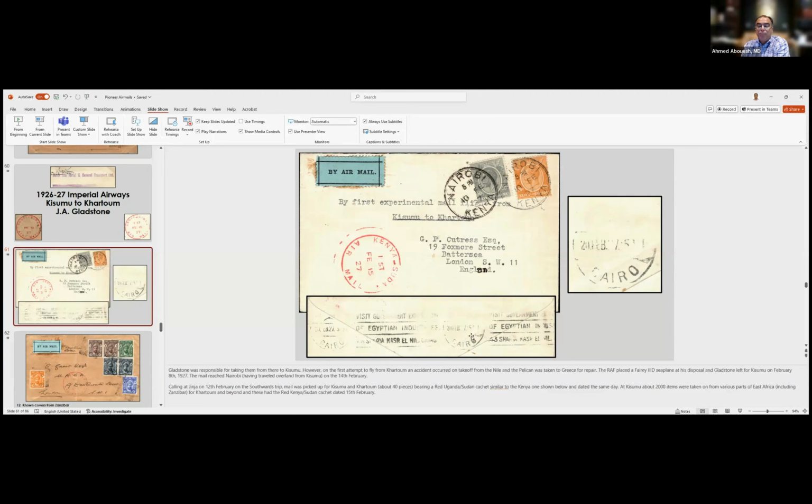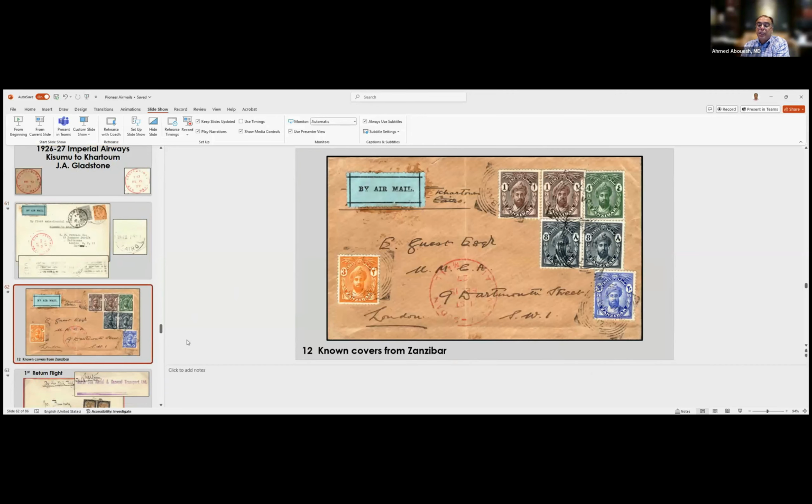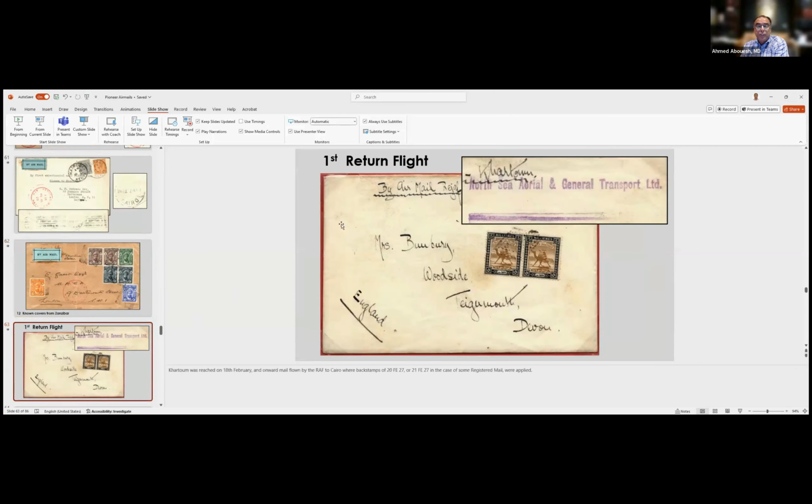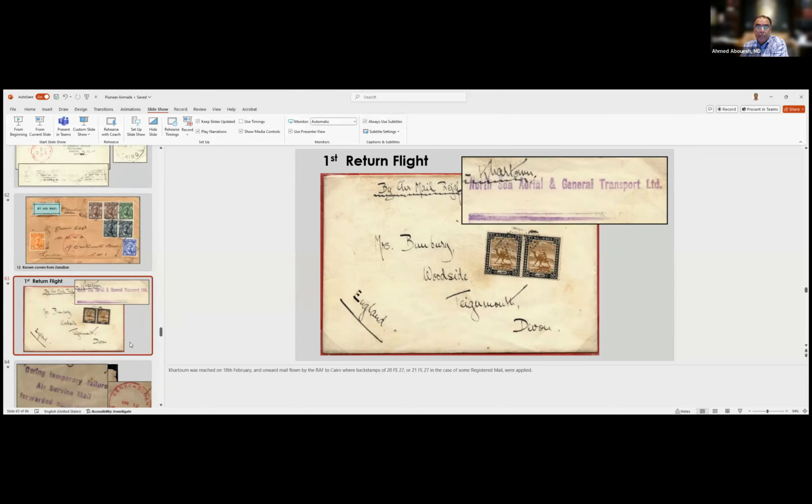These were eventually flown back to Cairo, and the back has the machine stamp here. This is a cover flown from Zanzibar, one of 12 known covers from Zanzibar on the flight. The cache was later to be changed and reused. This is from the first flight, cache number 2, with North Sea Aerial and General Transport Limited, and these are relatively rare.